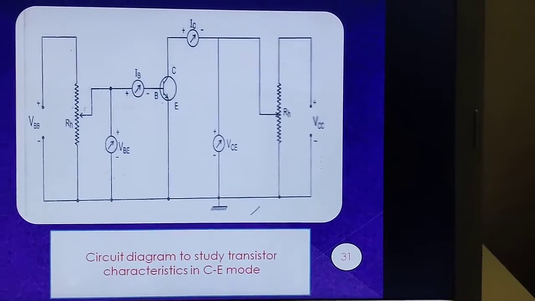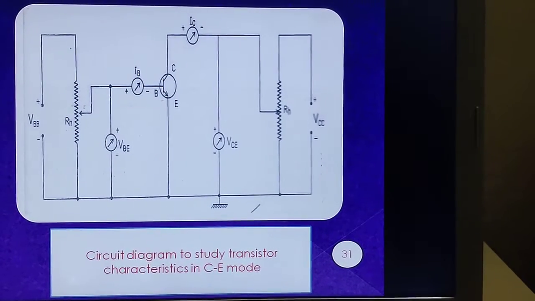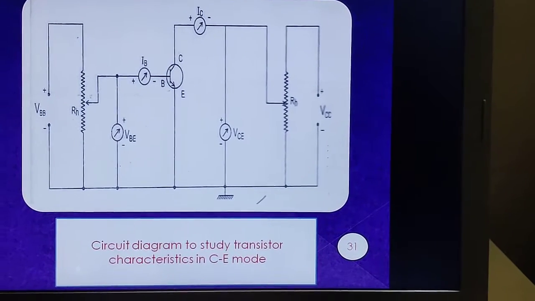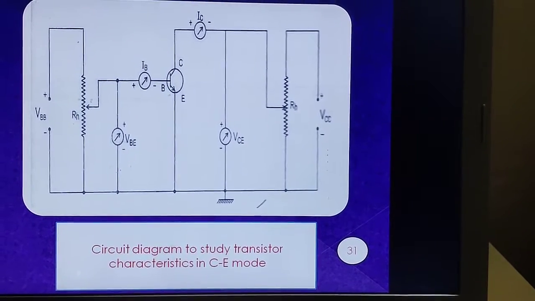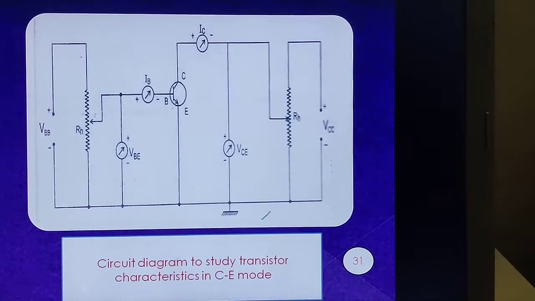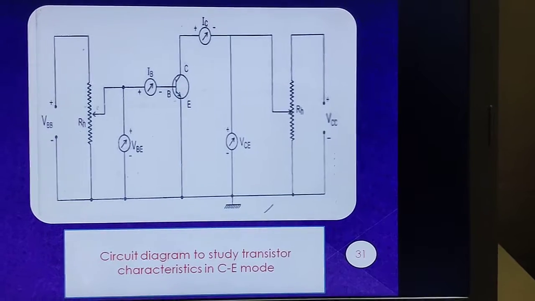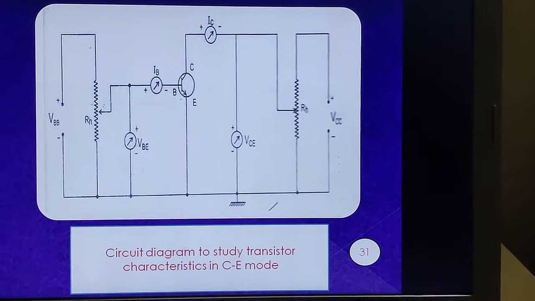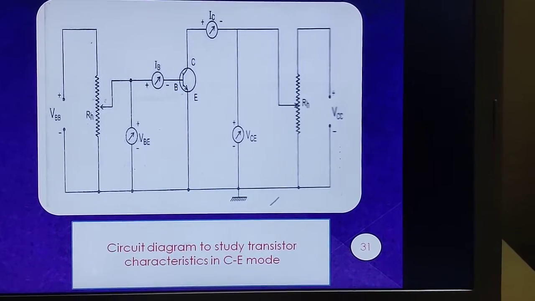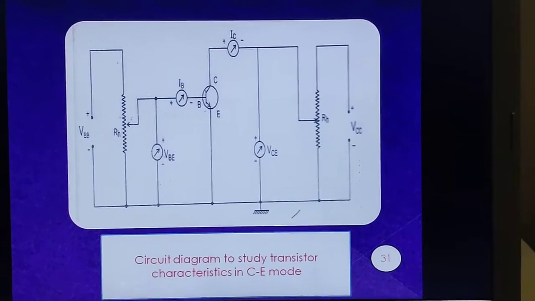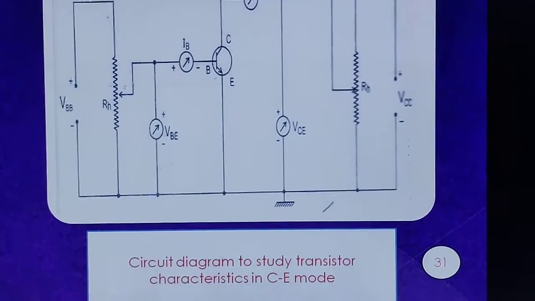Out of that, the terminal which is grounded gives its name to that particular configuration. Suppose the emitter is grounded, we call it a common emitter mode configuration. If the base is grounded, we call it a common base configuration, and if the collector is grounded, we call it a common collector configuration. Usually we use the NPN transistor in the common emitter mode.